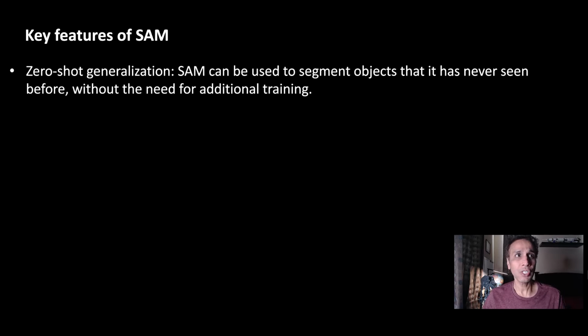And why do people care about it? What are some of the key features? Its ability to zero-shot generalize. That means it can be used to segment objects that it never ever saw before.